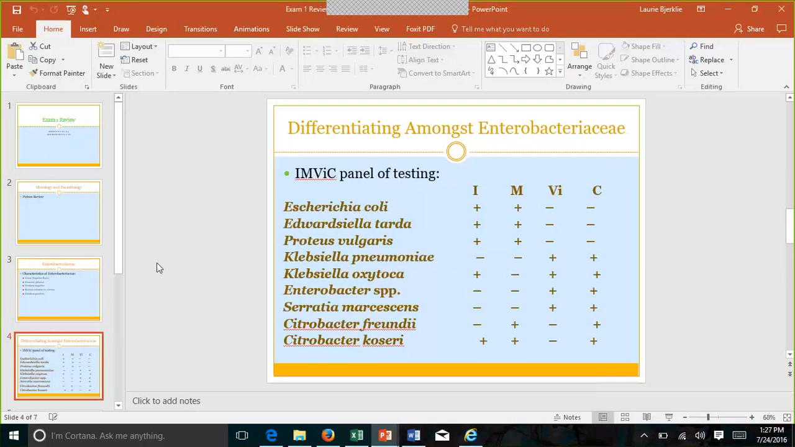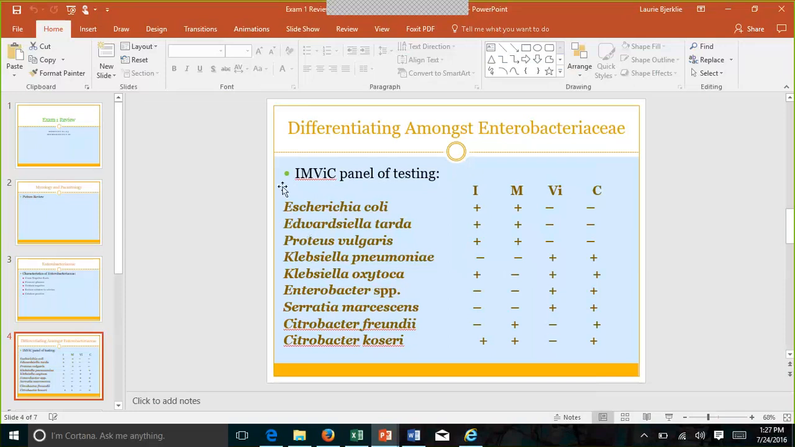Remember, you guys did a little bit on the IMViC panel. The IMViC panel is a great panel to differentiate amongst them all because there are so many. So again, it's indole, methyl red, Voges-Proskauer, and citrate. This is coming off the lab PowerPoint. It was like the very last slide on there. So definitely know your IMViC reactions here.